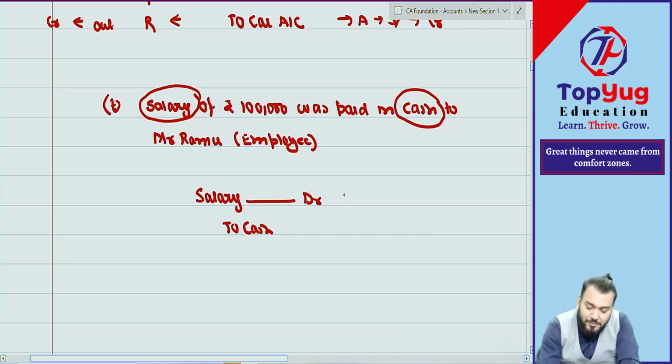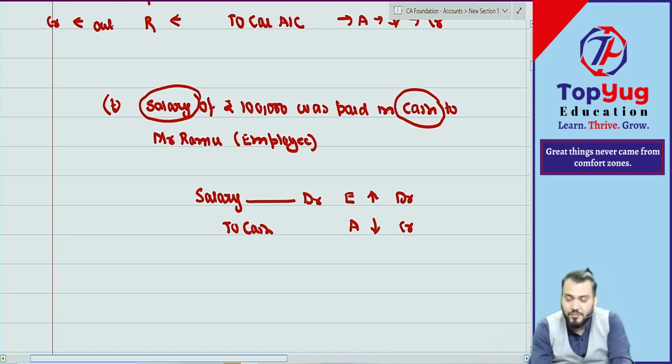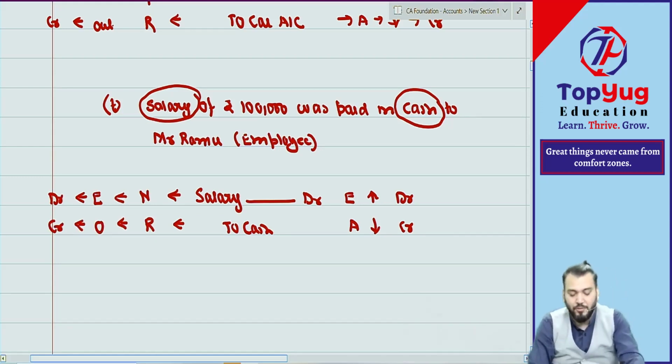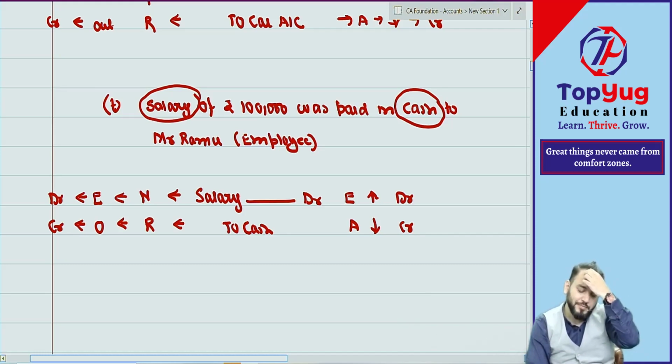But salary is what? Expense. Expense is increasing, so debit. Cash is what? Asset. Decrease in asset, credit. Understood? Are you now comfortable with modern rules? Okay, now tell me, salary is what? Nominal account. All expenses will be debited. Cash is what? Real account. Real account is what? Going out. And going out means credited. Will that do?